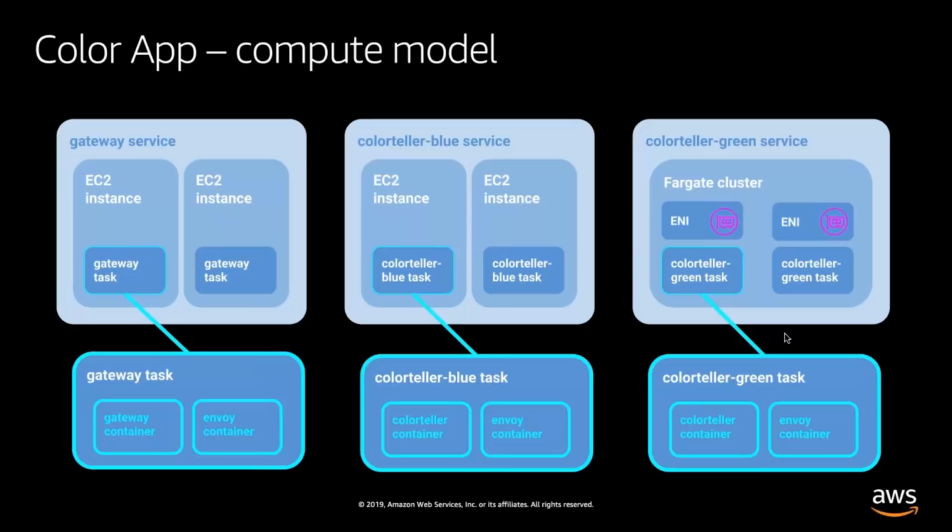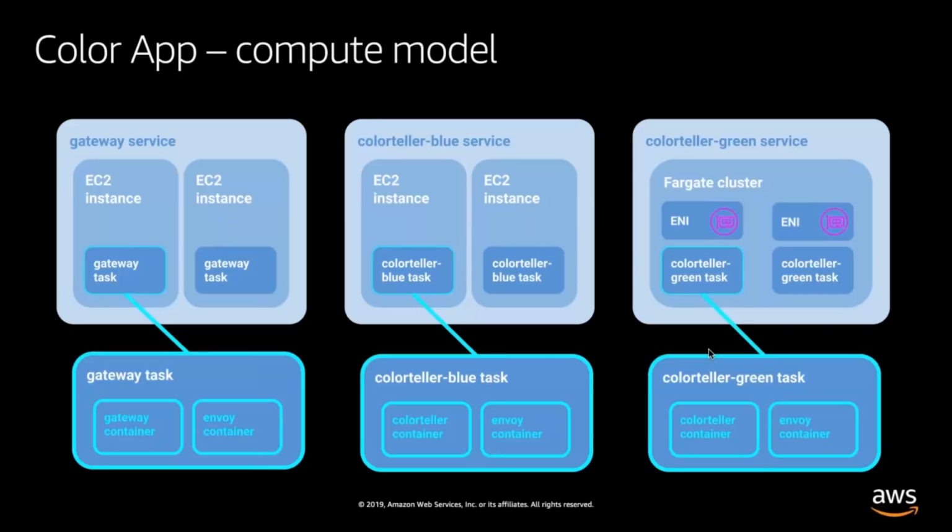Okay, so behind the scenes, the gateway service and the color teller blue service in this specific example are running on ECS. So there were container images for these tasks that we deployed, the gateway container and the color teller container. They've been deployed with sidecars, Envoy proxy running as a sidecar, which is what allows the magic of App Mesh to work. And these have been deployed to EC2 instances as part of this ECS compute model.